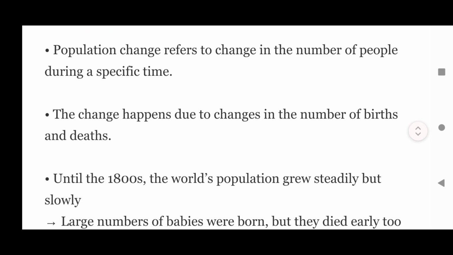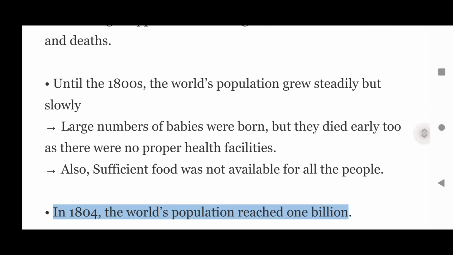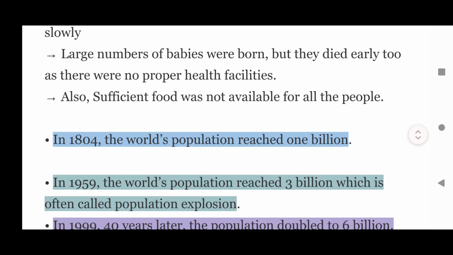Population change. Population change refers to change in number of people during a specific time. The change happens due to change in the number of births and deaths. Until the 1800s, the world's population grew steadily but slowly. Large numbers of babies were born, but they died early too, as there were no proper health facilities. Also, sufficient food was not available for all the people.